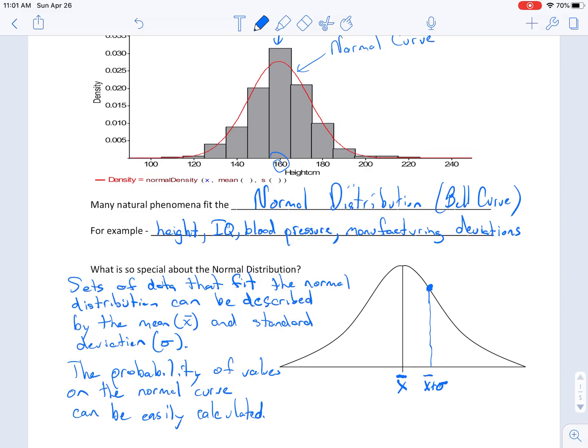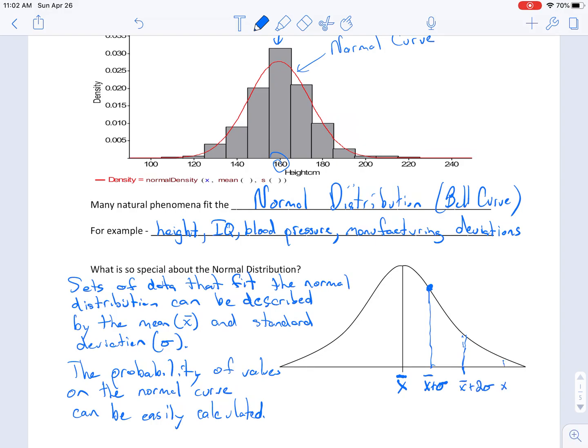And so data that fits this, I can describe, if I know what that data is and what the values are, 1 standard deviation above the mean, I know how many data points are going to be there, and I'll also know what the value is. And you can continue, and so the distribution is very predictable.